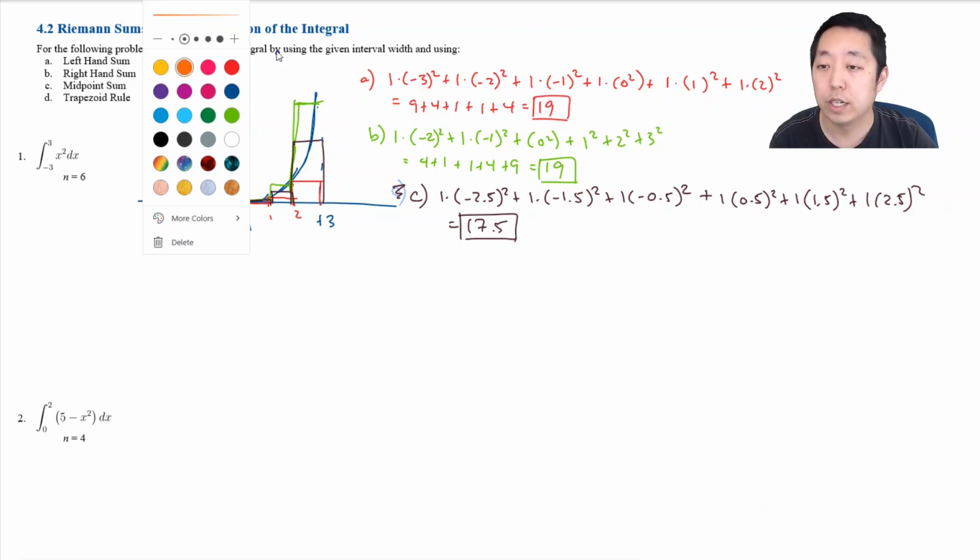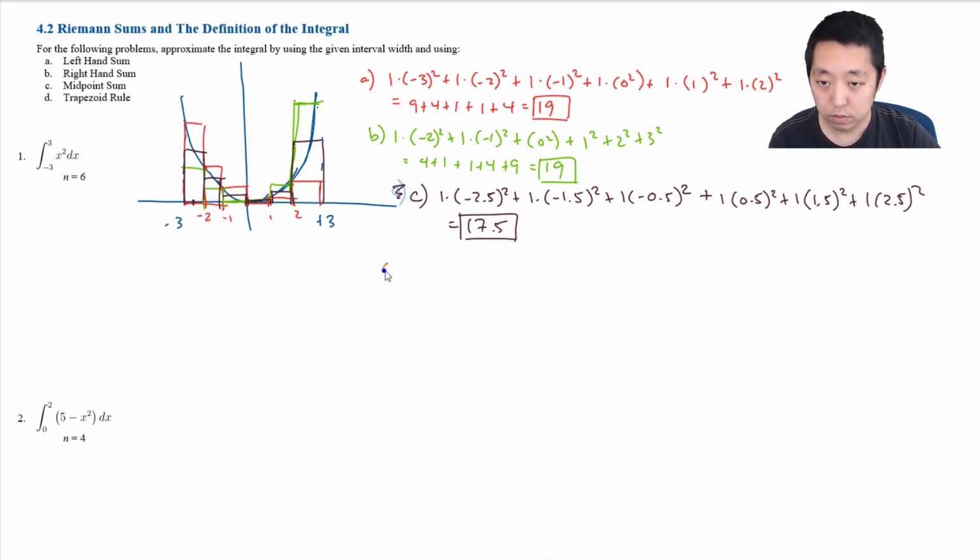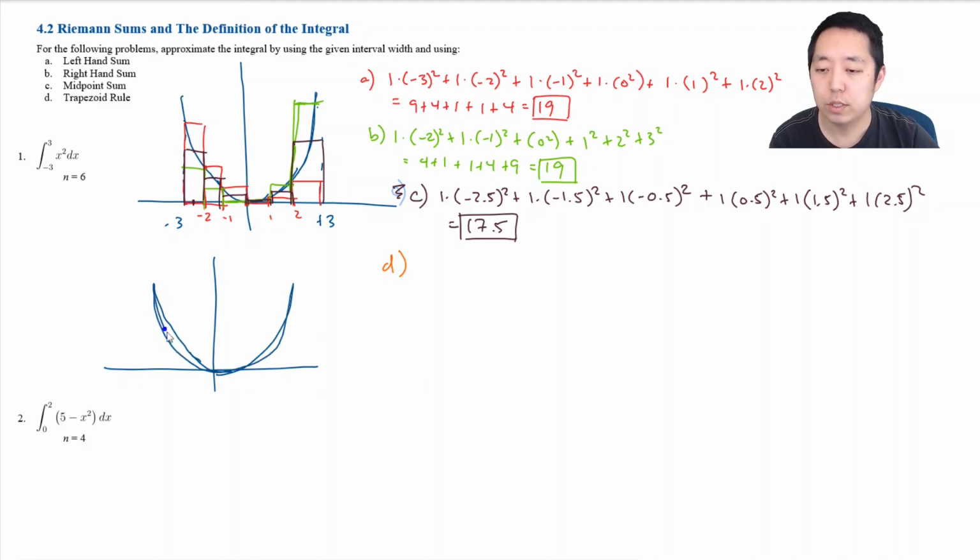Let's pick an orange color for the next one. So for the trapezoid rule, you use the left and the right one. And I'm going to draw it out again because it might be easier to see. But rather than simply use the left or the right ones, we're going to use, so, you know, here's my negative 3, negative 2, negative 1, 1, 2, 3, okay, like this. So rather than do that, I'm going to create these trapezoids here.